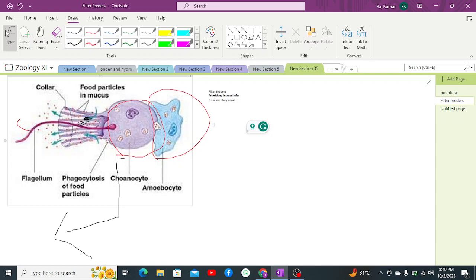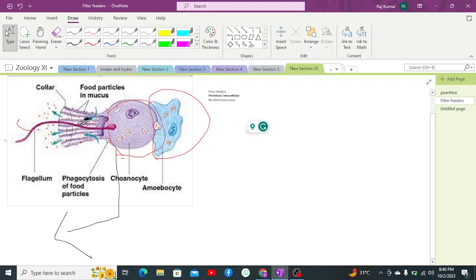as towards the pinacocytes, by the movement of amoeba, which is amoeboid movement, due to which the food is taken inside amoebocytes and pinacocytes, and there they are able to utilize this food for ATP production, energy production.